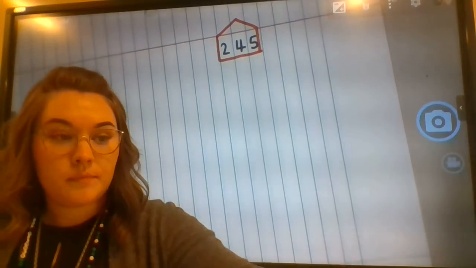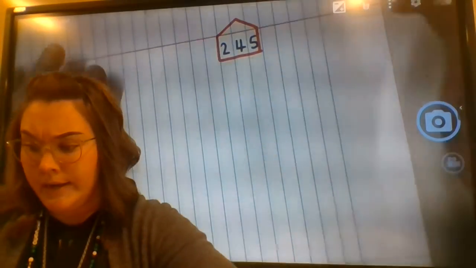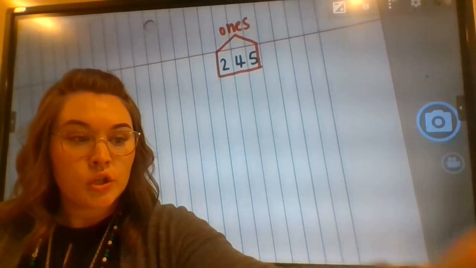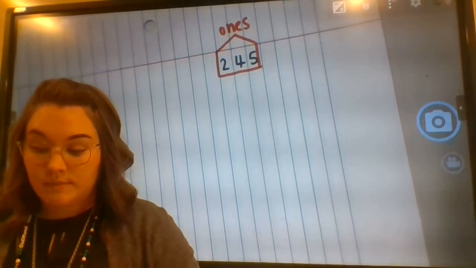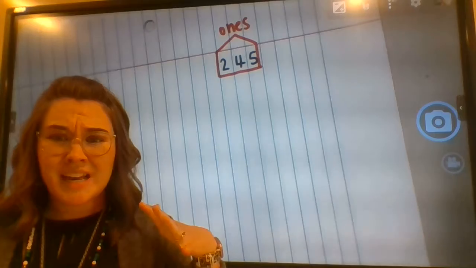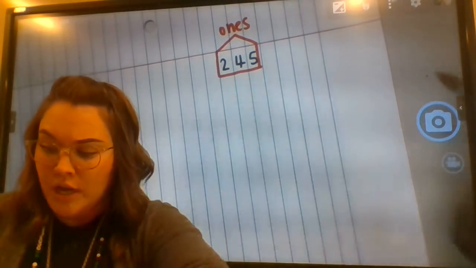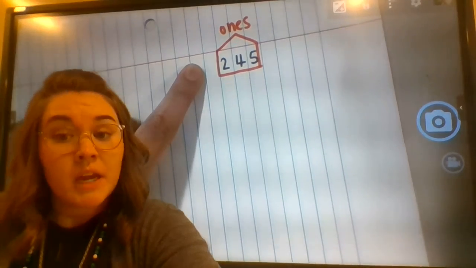And we know that this is in our ones house. So if I was going to write this in standard form, standard form just means the plain old way that we see numbers, always 24/7. So we know that that's standard form.